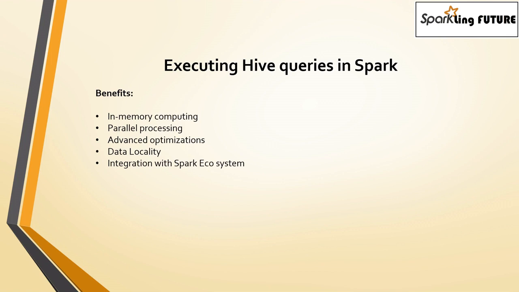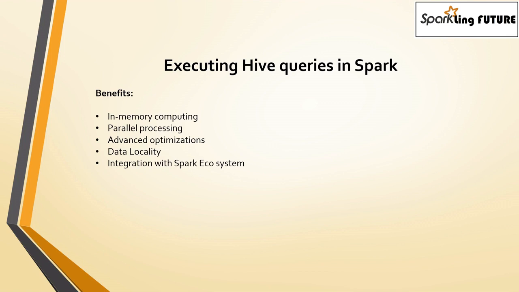The first one is in-memory computing. We all know that Spark is known for its in-memory computing. Why is it a benefit to us? Spark can cache the intermediate data in memory, reducing the need for disk IO and improving overall query performance. This is particularly beneficial for iterative or multiple step queries where intermediate results can be reused.